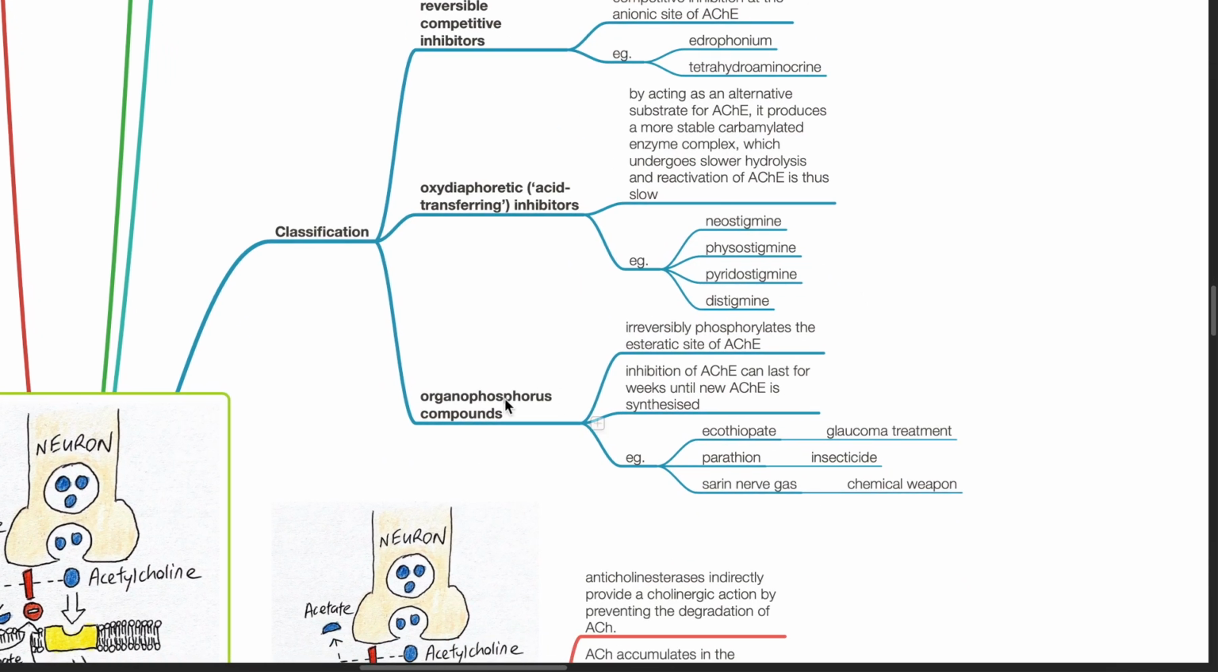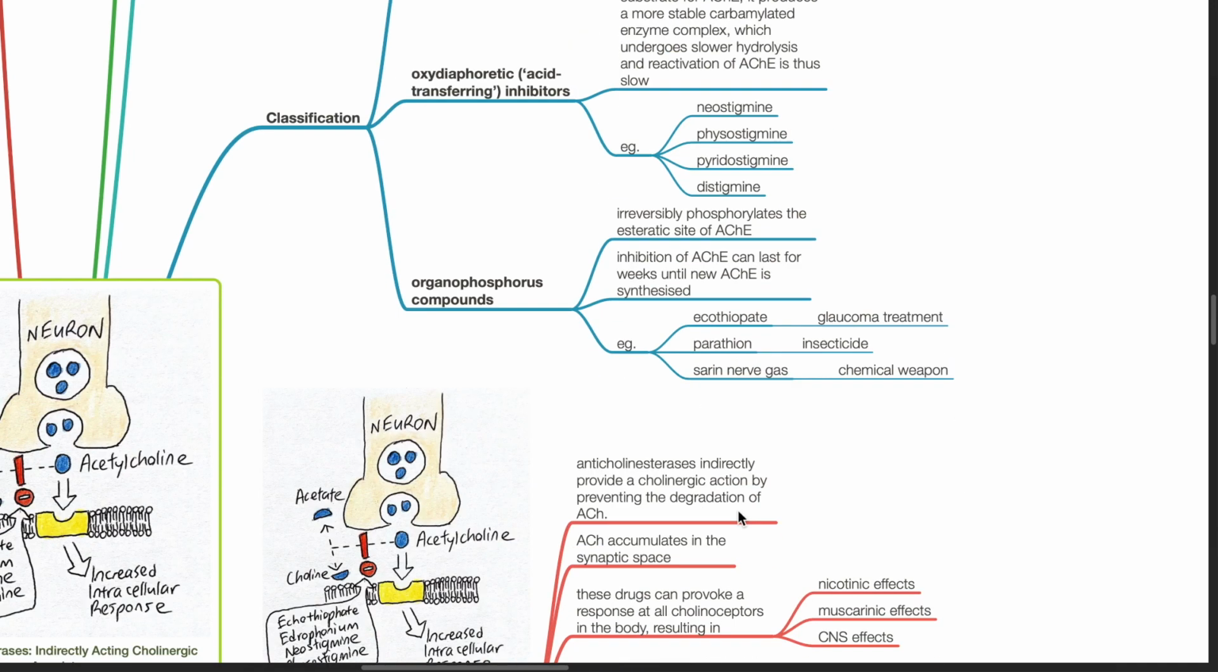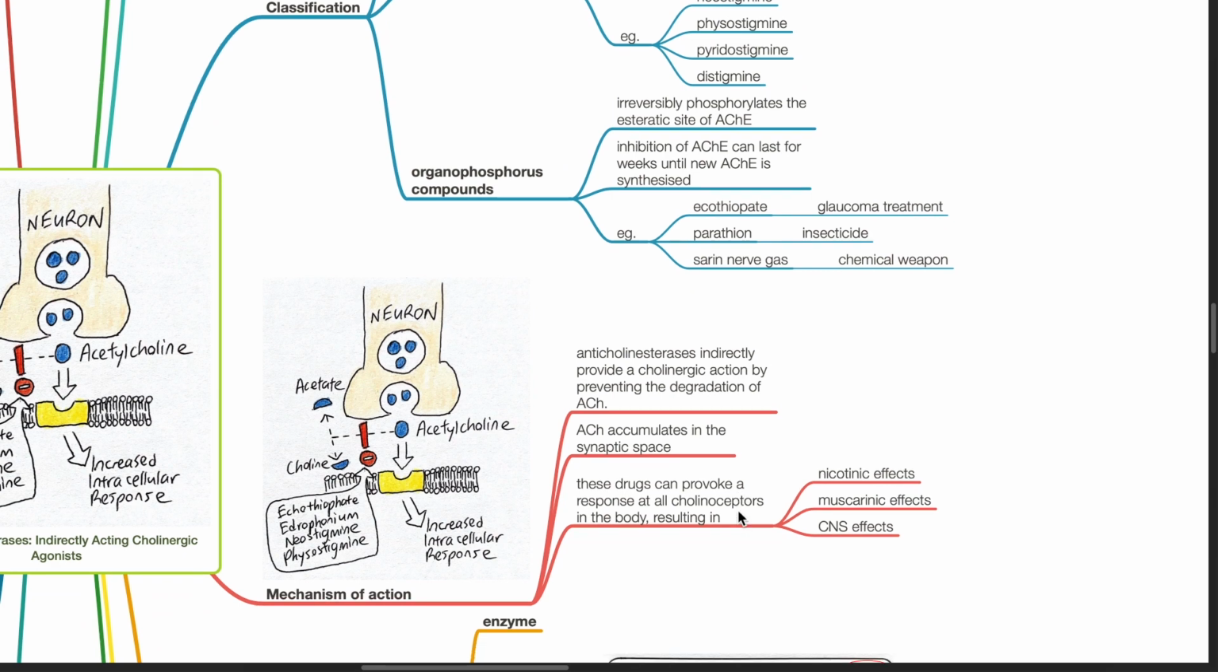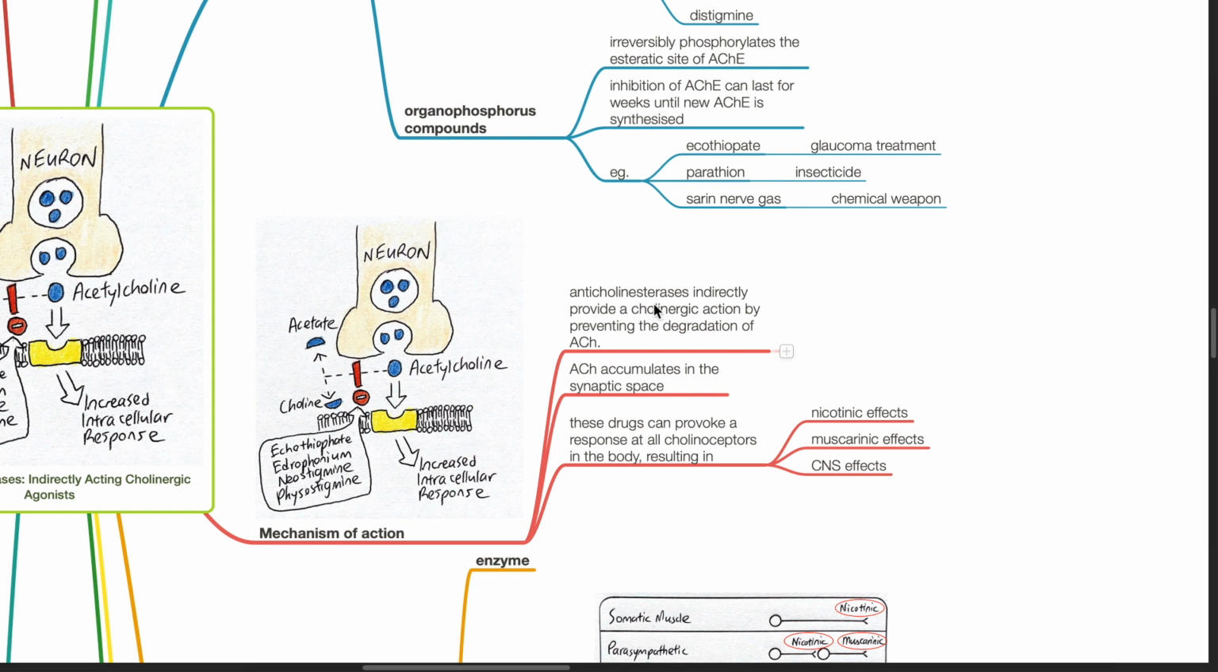Organophosphorus compounds irreversibly phosphorylate the esteratic site of acetylcholinesterase. Inhibition of AChE can last for weeks until new AChE is synthesized. Examples of organophosphorus compounds include echothiophate, parathion, and sarin nerve gas. Mechanism of action. Anticholinesterases indirectly provide cholinergic action by preventing the degradation of acetylcholine. Acetylcholine accumulates in the synaptic space. These drugs provoke a response at all cholinergic receptors in the body, resulting in nicotinic effects, muscarinic effects, and CNS effects, which have been discussed earlier.